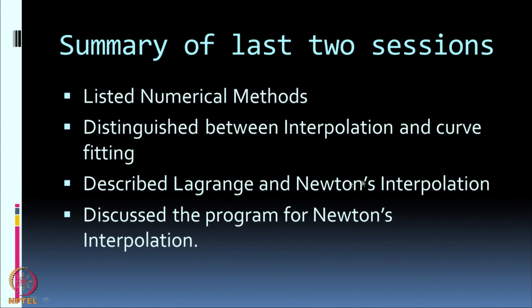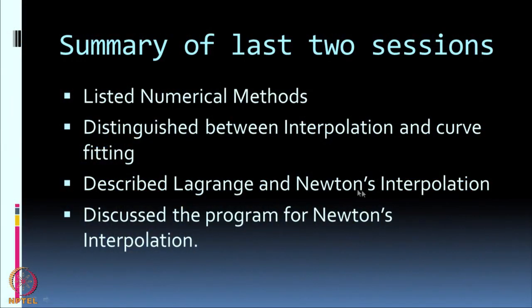One was Newton's method of interpolation, in which we took divided differences between the values of the function. Given values of x from x 0 to x n, the functions are defined at x naught, x 1, x 2 up to x n. So, you have f x naught, f x 1, f x n. The differences between the functions are your divided differences. Using those divided differences we interpolate. That was the method for Newton's interpolation.